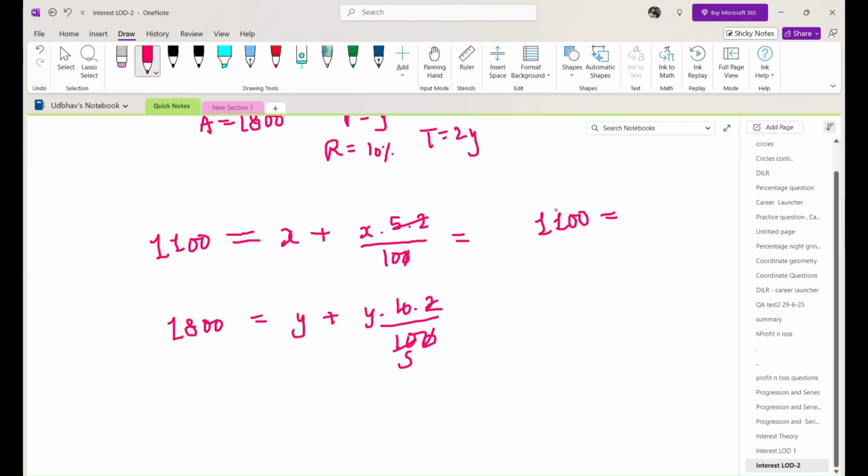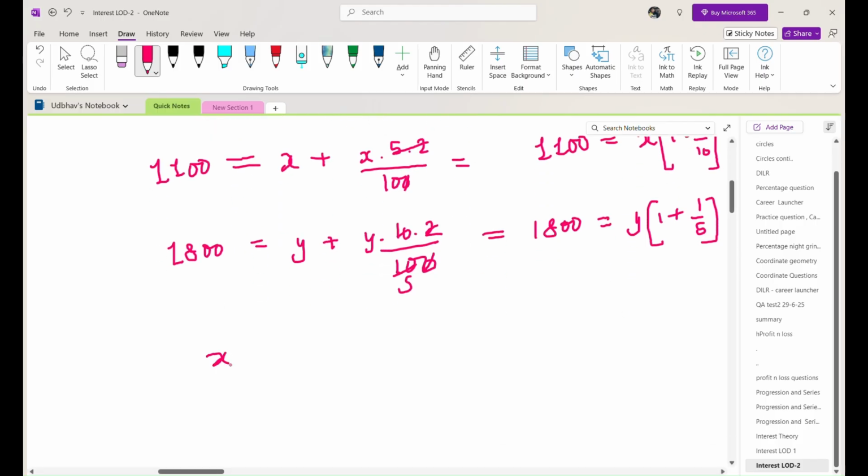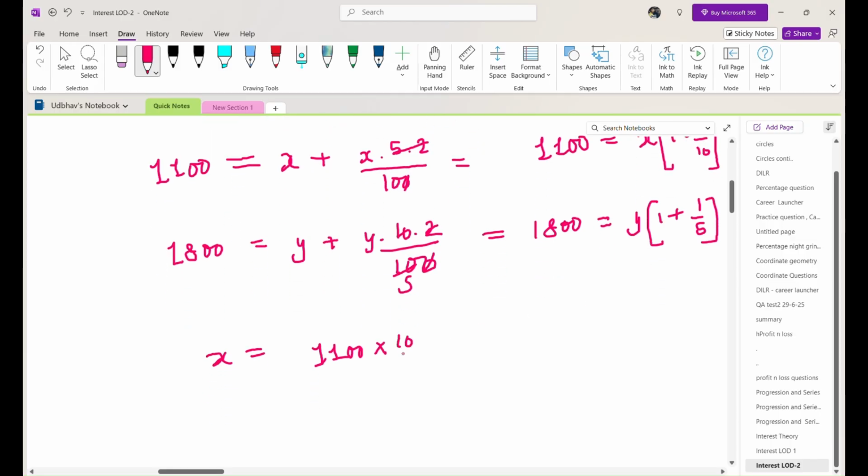x plus x by 10, we can take x common, so that will be 1 plus 1 by 10, and here it is 1800. We can take y common, 1 plus 1 upon 5. So now we can find the value of x from here and the value of y from here. So x will be 1100 multiplied by, when we add, we get 11 upon 10, multiplied by 10 upon 11, and y will be 1800 multiplied by, 1 plus 1 upon 5 is 6 upon 5, so here 5 upon 6.